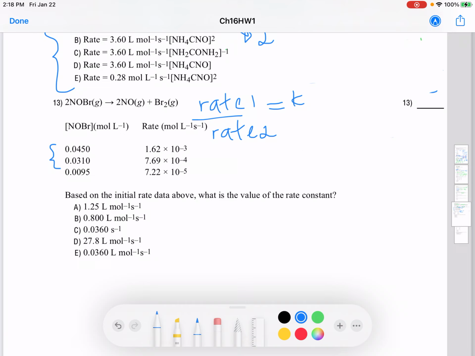So K, and the NOBr concentration for rate 1, 0.0450, and 0.0310 for rate 2. That is the initial concentration. So K and K cancel, and 0.0450 over 0.0310, you guys can do that calculation.